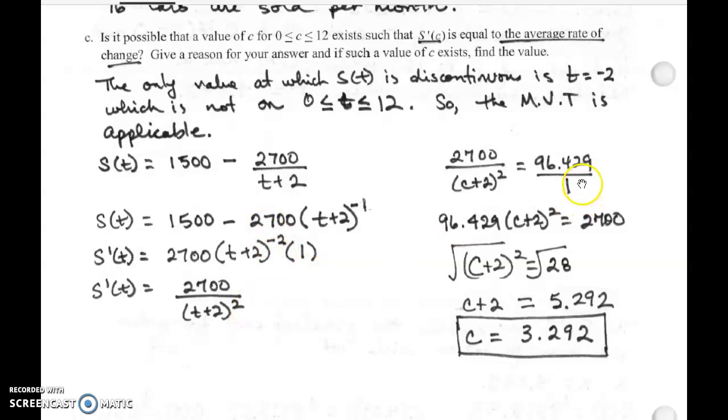Find the derivative and set it equal to the average rate of change, and then solve for c or solve for t, whatever variable you want. And you can figure out that the instantaneous rate of change is equal to the average rate of change at this decimal, 3.292. Now I'm going to trust that he used this calculator perfectly. I've learned that that's not always the case. So double check this work and get back to me.